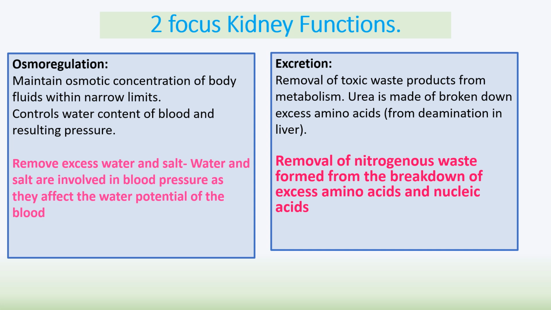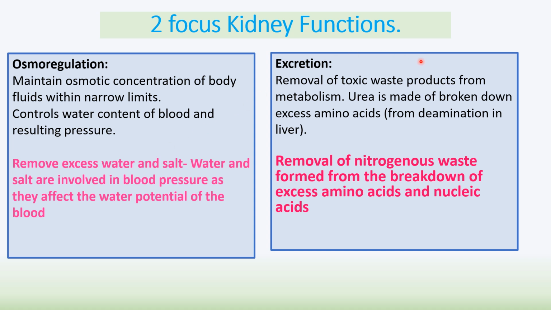You need to understand there are two main functions of the kidneys. The first function is osmoregulation. This is maintaining an osmotic concentration of body fluids within narrow limits, and it mainly is about controlling the water content of the blood, which affects the water pressure. The kidneys remove excess water and salt, which are involved in blood pressure because they affect the water potential of blood. That will then affect how much volume of water is actually in it.